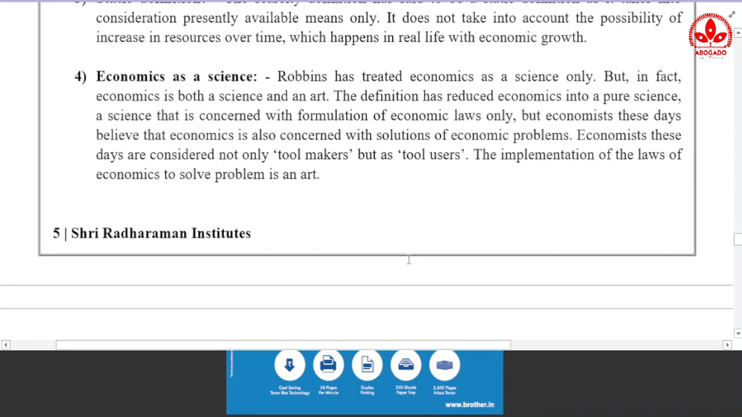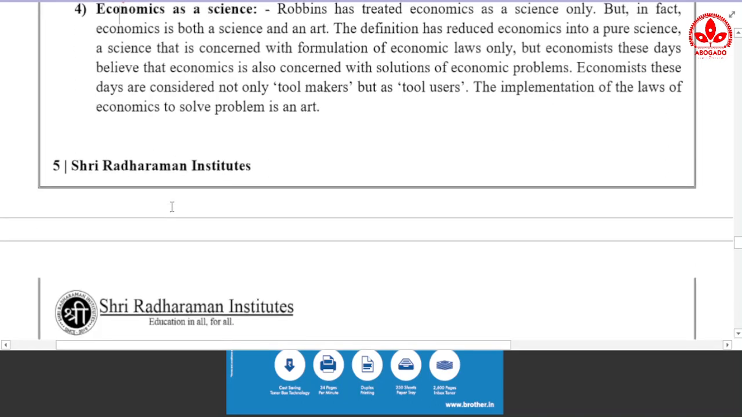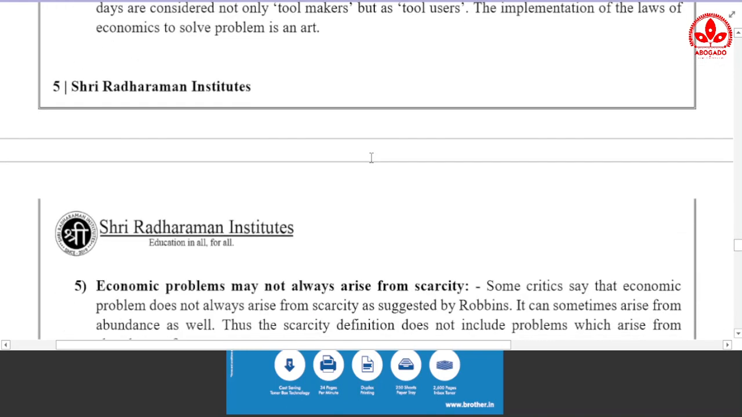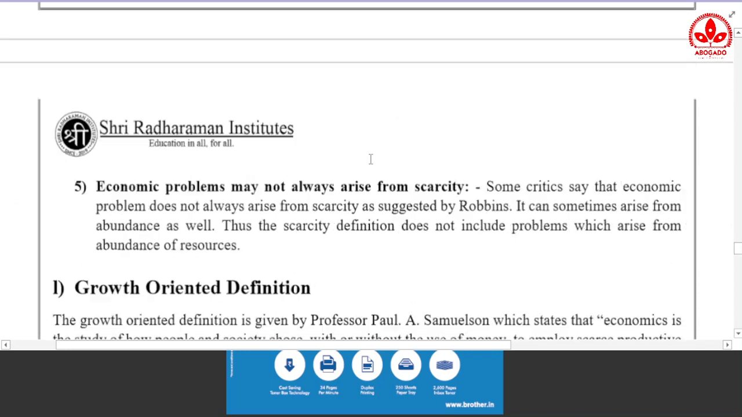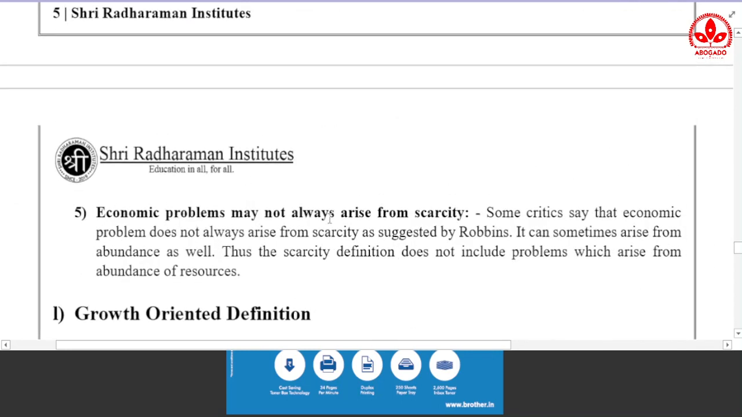Now the economists said that economics is a science, but in the modern world economics is a science plus also an art. Why? Because science is just the knowledge which we possess, but how to use that knowledge, that is what we call art. So in reality, economics is not only a science but also an art. Why? Because apart from gaining the knowledge, it also lays emphasis on how the knowledge should be used. Therefore, we cannot just say that economics is a science, but we also need to say that economics is an art also. And the last one is that economic problems will not always arise from scarcity.